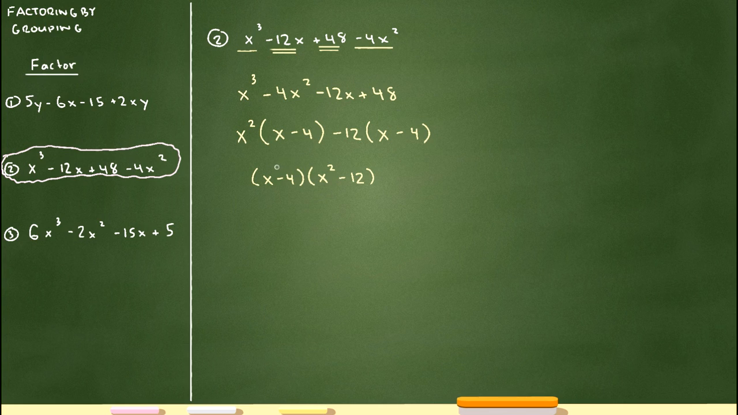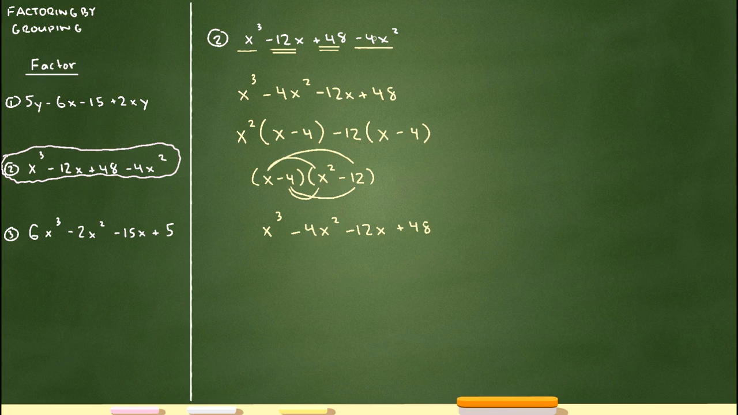Now, if you wanted to check your answer, as I mentioned, I didn't do this for number 1. You could go back to number 1 and try it. But if you wanted to check your answer here, we could do x times x squared. That gives us x cubed, right? And then negative 4 times x squared would give us a negative 4x squared. And x times negative 12 will give me negative 12x. And lastly, negative 4 times negative 12 gives me positive 48.